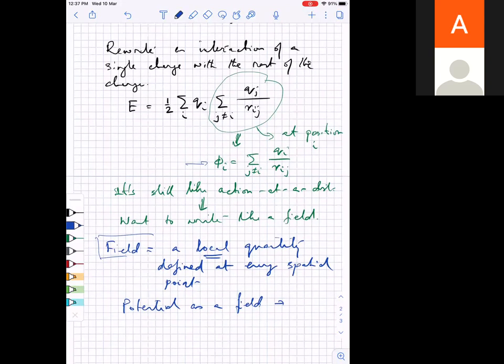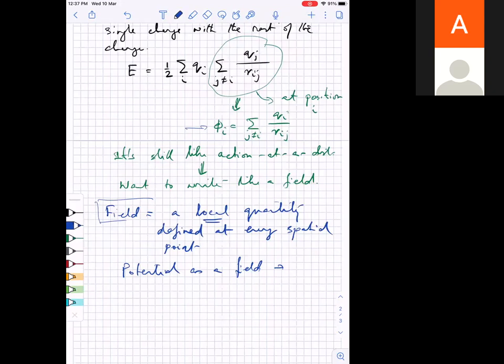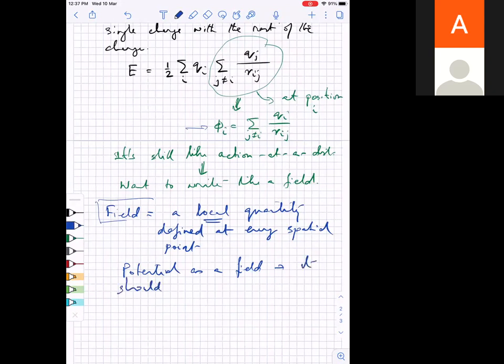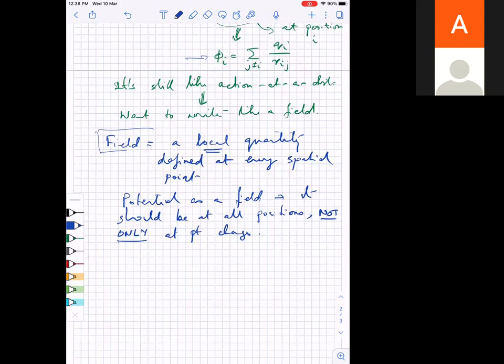So over here, the potential, the way we have defined it, was at positions where the charges were, right? Now, if I have to define my potential as a field, then it should be at all positions, okay? Not only at the charge positions. So this is what it has to be, which basically means I have to write down my phi a slightly different way. When I try to write the potential as a field, then my phi at a position r is basically sum over j qj over r minus rj.